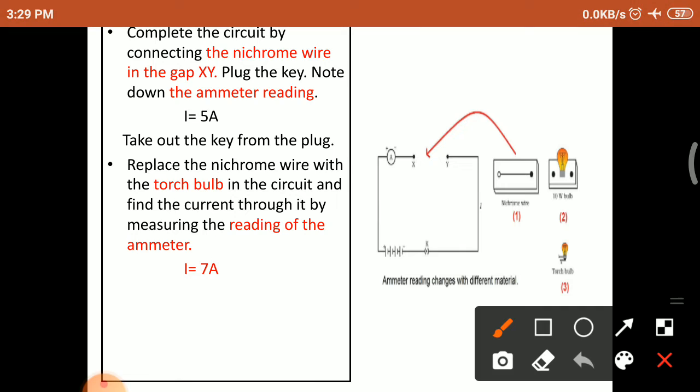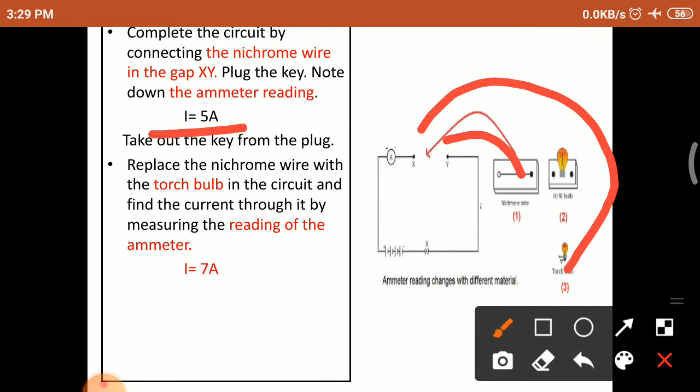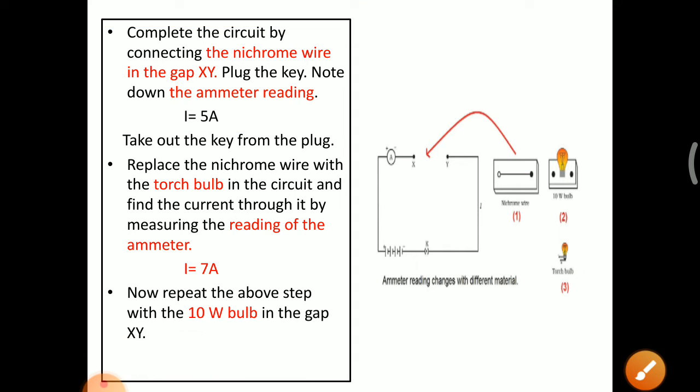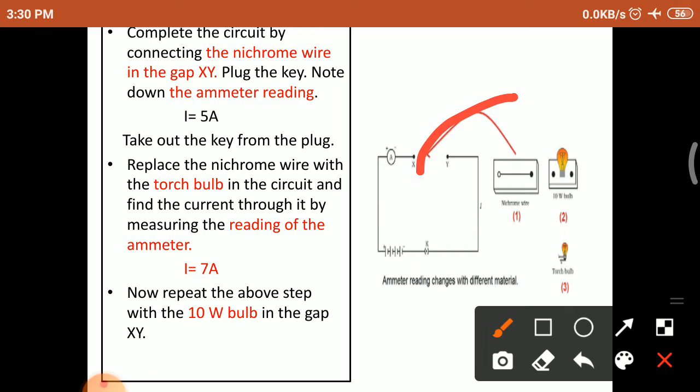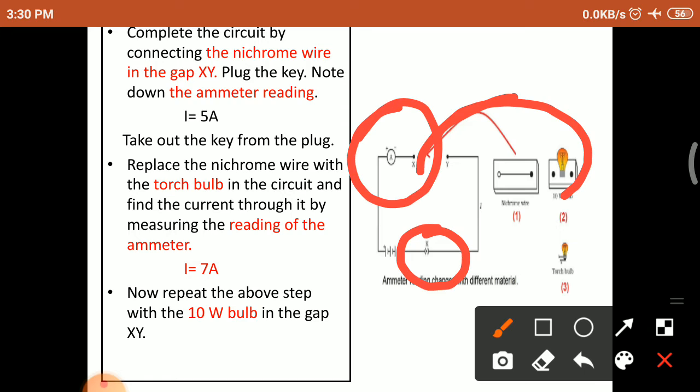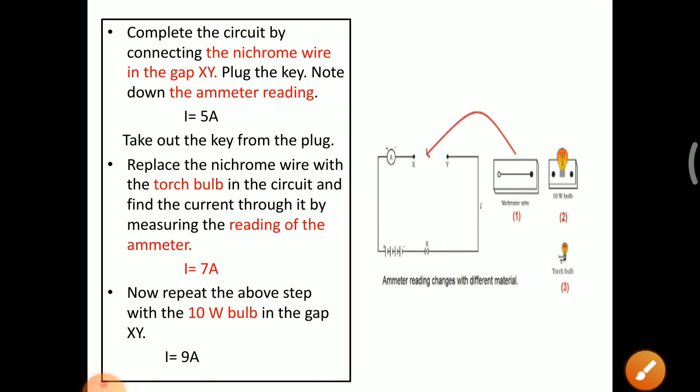So when I connected the nichrome wire, the ammeter reading is 5 ampere. When I connected the torch bulb, the ammeter reading is 7 ampere. Now repeat the above step with the 10-volt bulb in the gap. Again, I remove this torch bulb from the gap. Instead of the torch bulb, now I connected the 10-volt bulb. The switch is closed, so the current started to flow. I took the meter reading. The meter reading is I equal to 9 ampere.